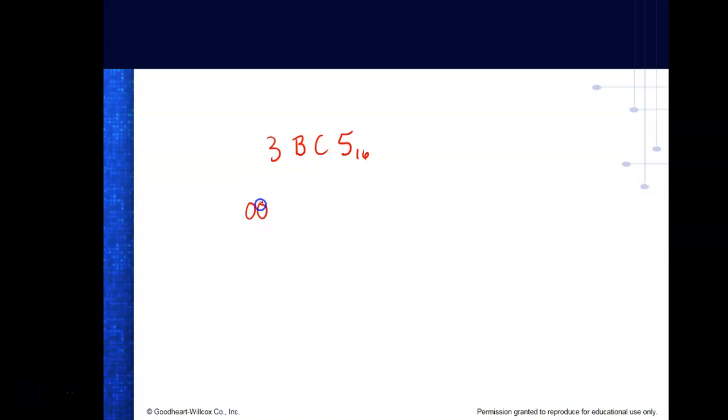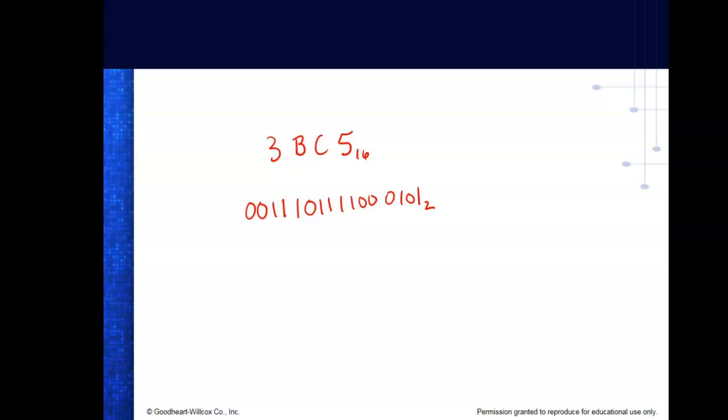0, 0, 1, 1, 1, 0, 1, 1, right? What's next? 1, 1, 0, 0, good. And that would be base 2. So those two numbers are exactly equal to each other. We're just looking at the same number in two different bases.